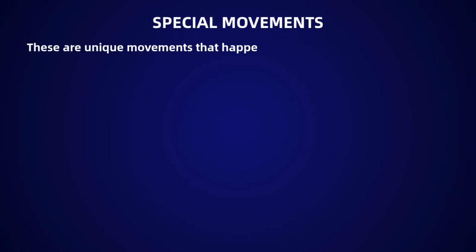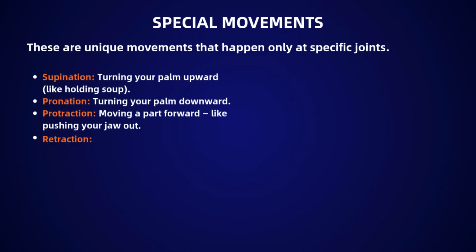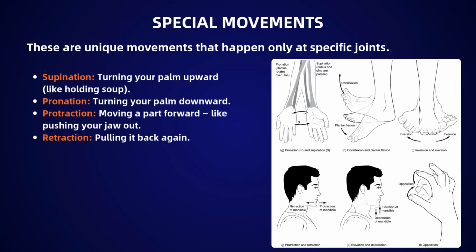Okay, there are some special movements in our body we have to discuss. These are unique movements that happen only at specific joints. Example, what is supination? Turning your palm upwards, like holding a soup, is called supination. What is pronation? Turning your palm downwards is called pronation. Protraction means moving a part forward, like pushing your jaw out. Retraction means pulling it back.